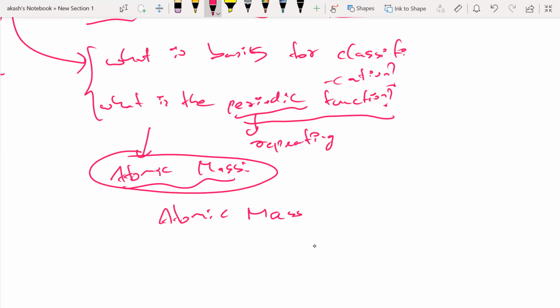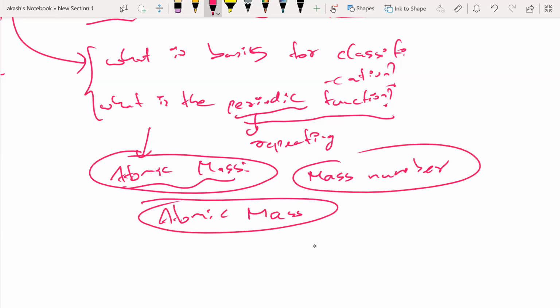Okay, fine. See, there is a difference between mass number and atomic mass. They are different. Mass number is the number of protons plus the number of neutrons. That is what we know. That is what mass number is.